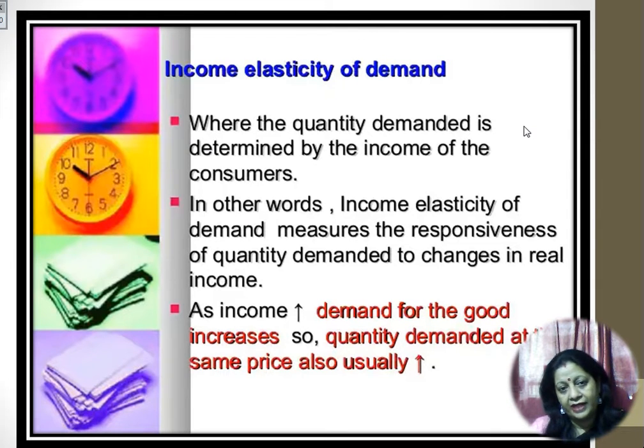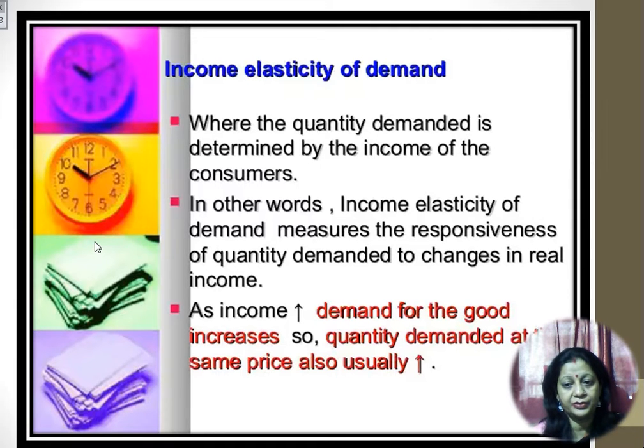So now we are going to have a discussion regarding income elasticity of demand. Here we are talking about the income of the consumer. If you are earning 50,000 rupees, then what is the result of increase or decrease in that income level? That we are going to discuss in this session, where the quantity demanded is determined by the income of the consumer. That means whatever goods are going to be manufactured by the company, the quantity can be determined with the help of the income of the consumer.